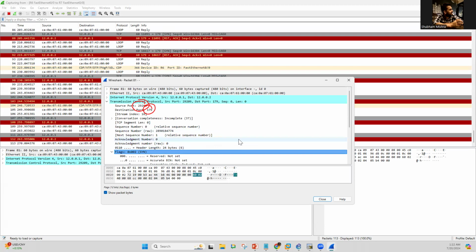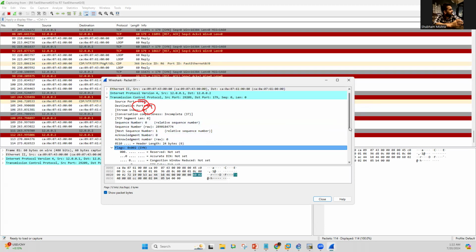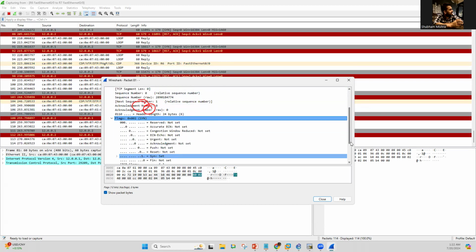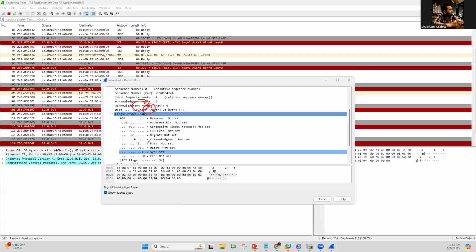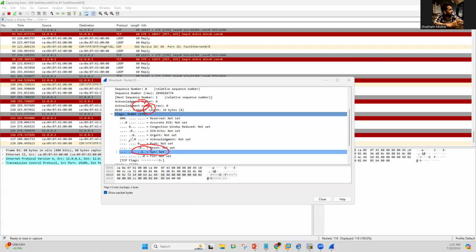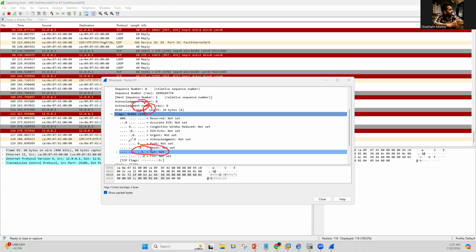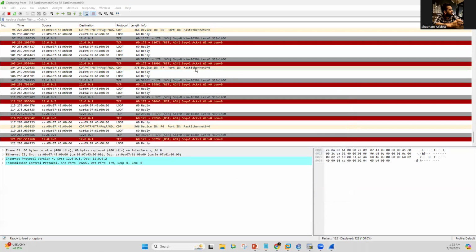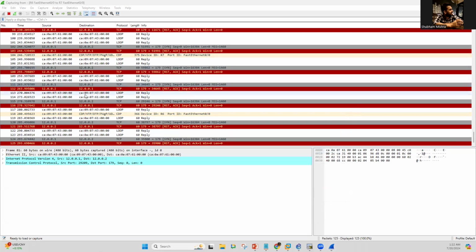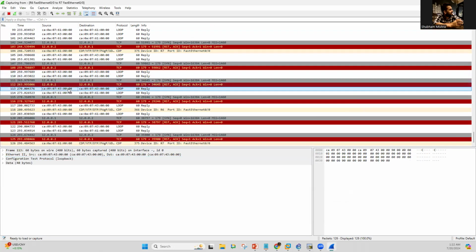Let me open this flag. See here, in this flag you will find the SYN bit is on. Rest all are off. Only the SYN bit is on. Yes or no? Who is sending? R1 is sending this TCP packet, but R2 is also sending a TCP packet.